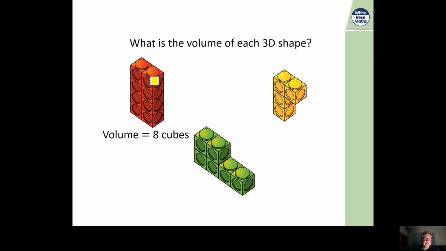So we've got 1, 2, 3, 4, 5, 6, 7, 8. How else could you write that? On the reasonable assumption that each of those are 1 centimetre cubes. How else could you write that? Or could we call it 4 centimetres cubed? What about the green one? 6 cubes, could we call that 6 centimetres cubed?